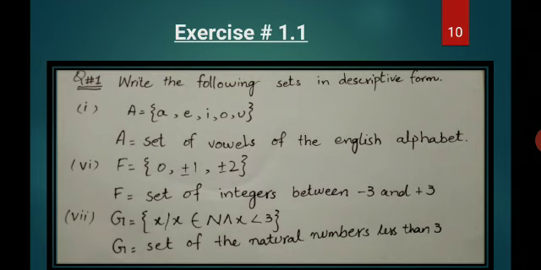Now the 7th question is G is equal to, written in the set builder form. Now how can you write it? G is equal to the set of natural numbers less than 3, because when you read it: x such that x belongs to N, meaning a natural number, and x is less than 3.